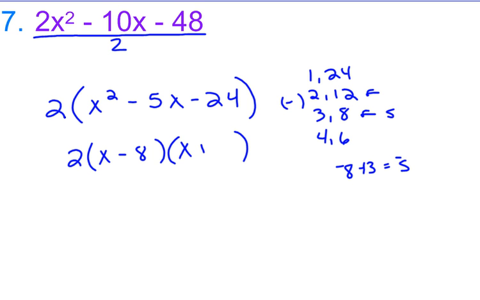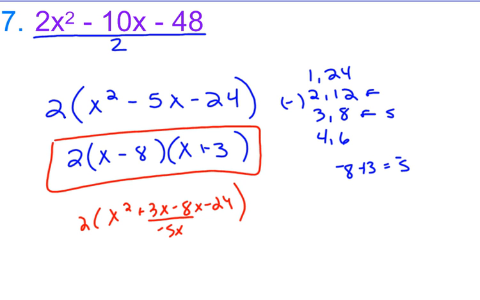Negative 8 plus 3. Now just to check my work, I'm going to distribute this. So x squared plus 3x minus 8x minus 24. That does add up to a negative 5x. So that works.